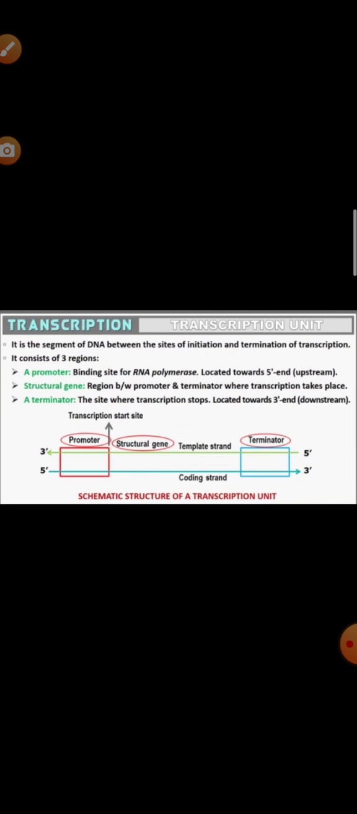The DNA dependent RNA polymerase will help in transcription by catalyzing the polymerization in only one direction, that is 5'3' direction. Okay, and the DNA strand that has the polarity of 3'5' acts as the template, and it is also known as the template strand. And you can see here the promoter, structural gene, and the terminator. Clear?